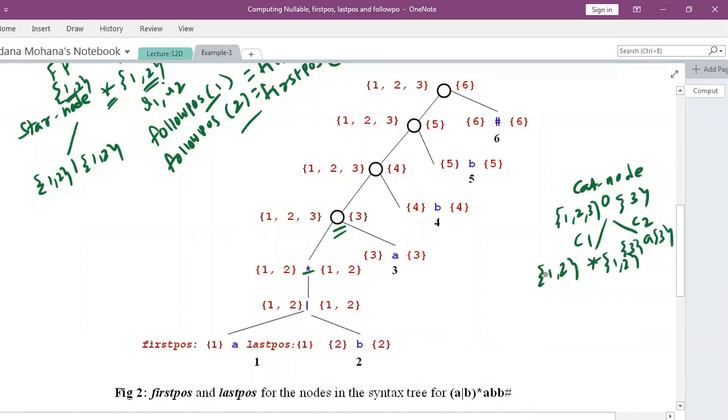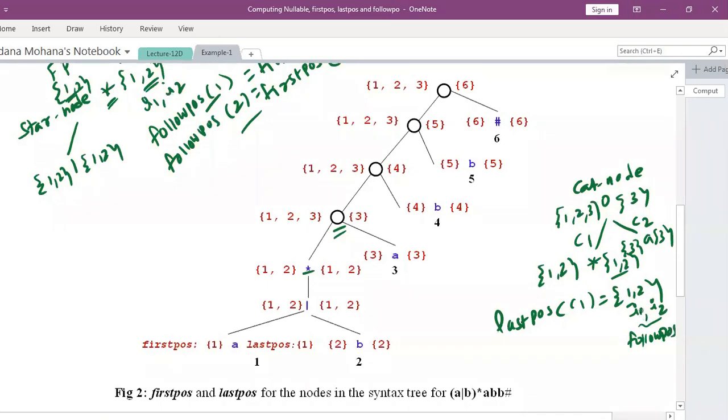Now, as per the rule, here what you have to find out is the last position of child 1. Child 1 last position is this one, 1, 2. So this can be considered as I1, I2 positions. For this, now we need to find out follow positions: follow position of 1, follow position of 2.